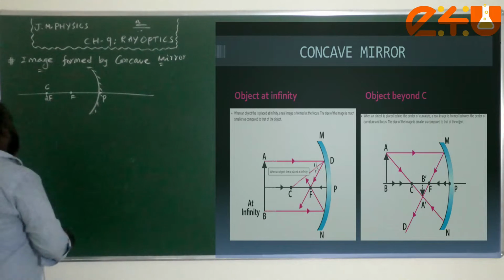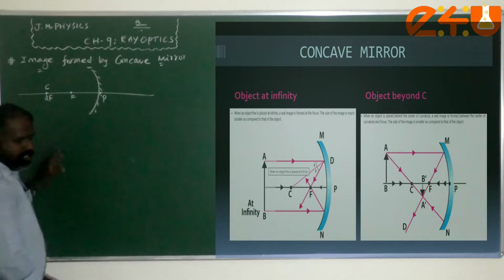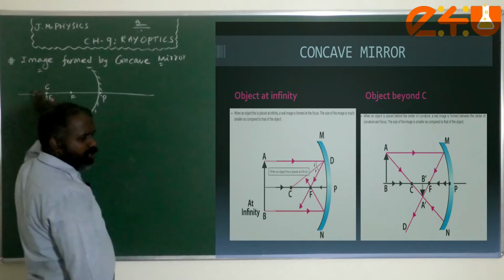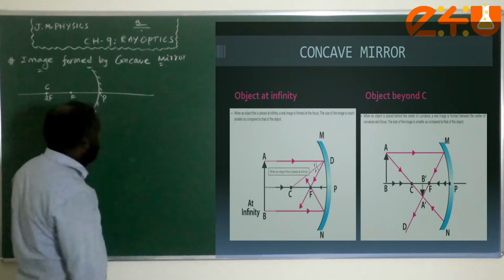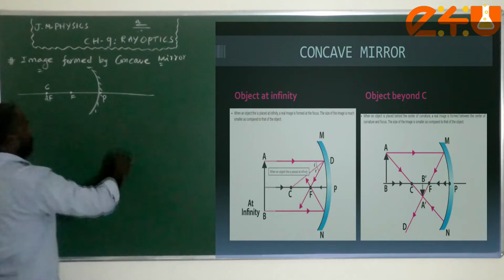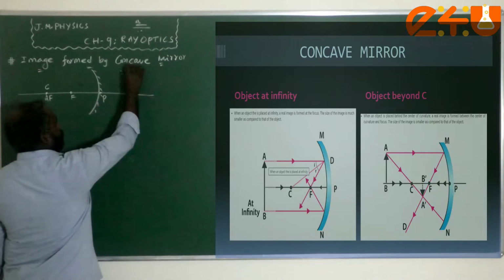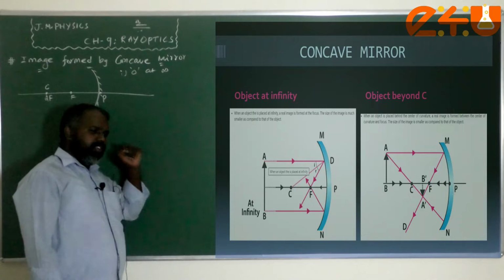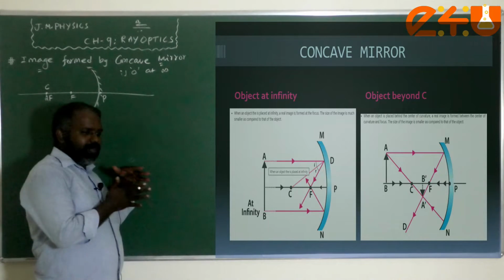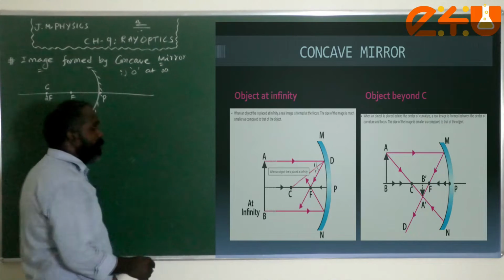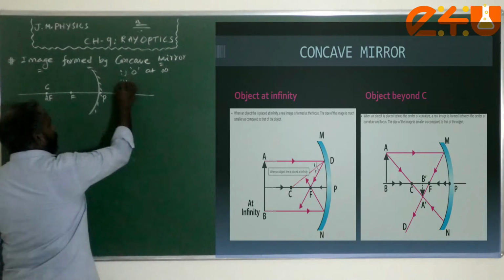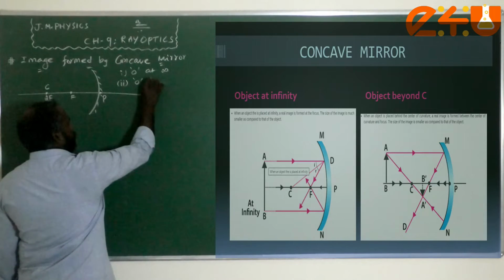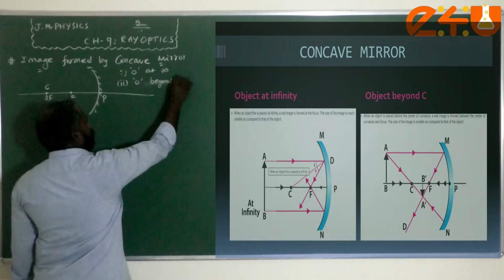Now please see that there are 6 possible cases, and one by one we are going to discuss them. There are 6 possible cases where you can keep the object in front of the concave mirror. The first one is object at infinity. As we said in the previous lectures, whenever the object is placed at a far distance, we will get parallel light rays or light beams. The second one is object at or beyond 2C.